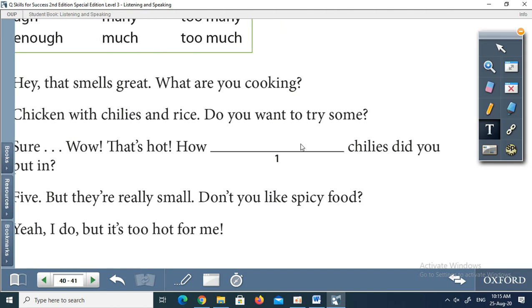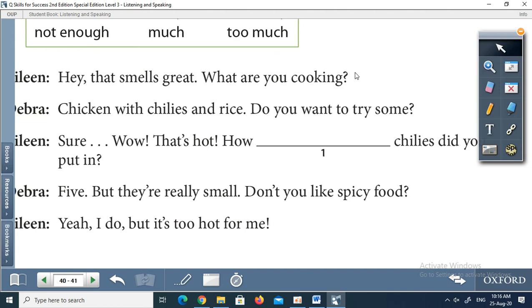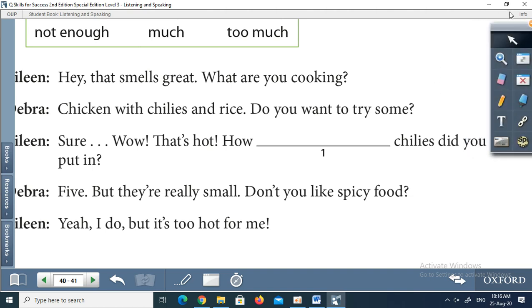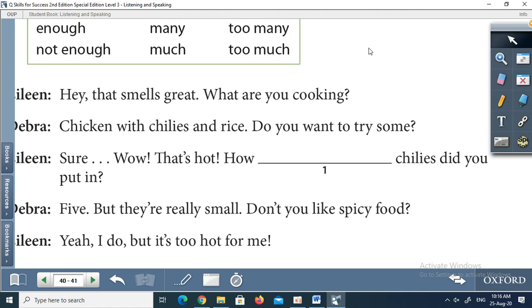Okay. At the top of your page, it should say, "Hey, that smells great. What are you cooking?" And the answer would be chicken, chilies and rice. Do you want to try some? Sure. Wow, that's hot. Now, our options are to fill in the block.